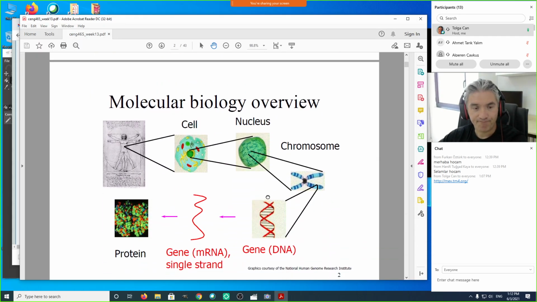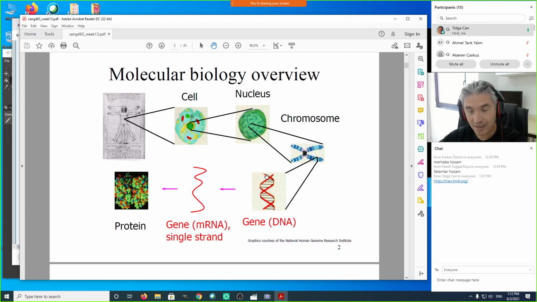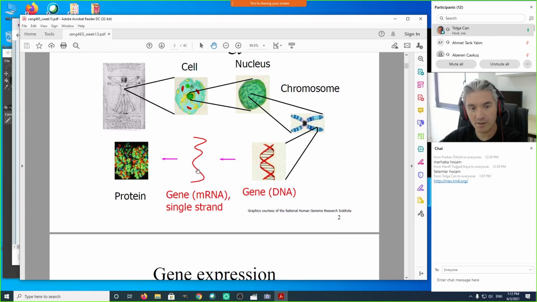All right, so why do we study these messenger RNA changes? Because the messenger RNA, in turn, is there in the cell to synthesize proteins. So measuring the messenger RNA is an indirect way to measure protein levels. Why don't we directly measure protein levels then?